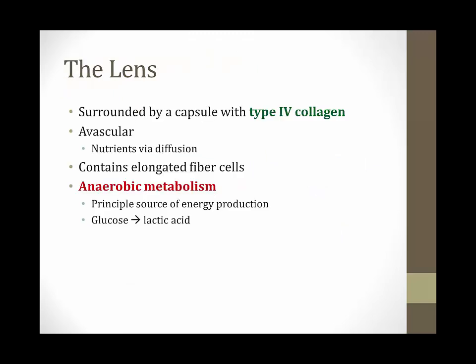The lens of the eye has some very unique properties that allow it to change shape and modify the amount of refraction that the lens performs so that you can focus your eye on objects. The lens is surrounded by a capsule that contains type 4 collagen. It is an avascular structure. Nutrients are obtained via diffusion. The inside of the lens contains elongated fiber cells, and these cells perform mostly anaerobic metabolism. The principal source of their energy is the metabolism of glucose into lactic acid.